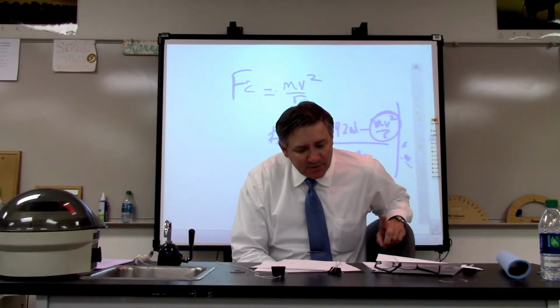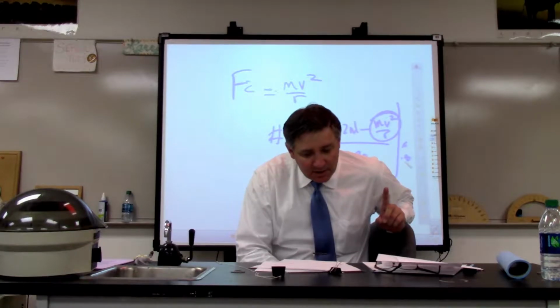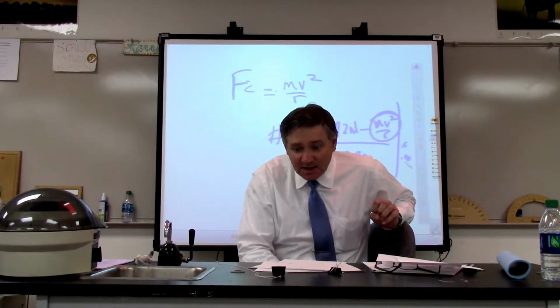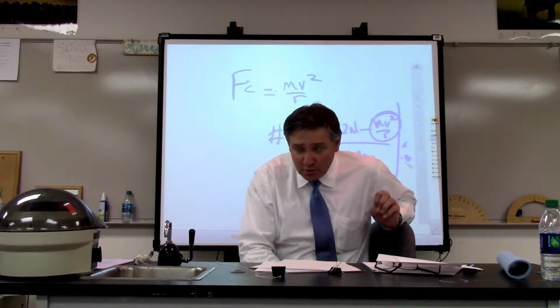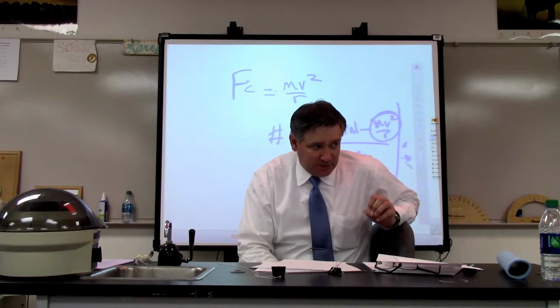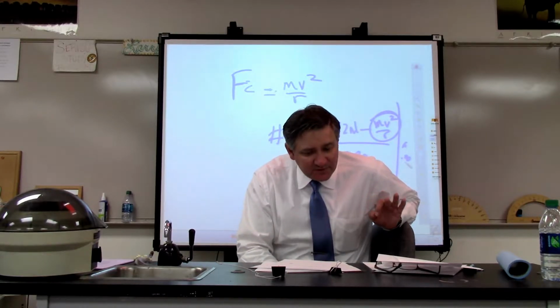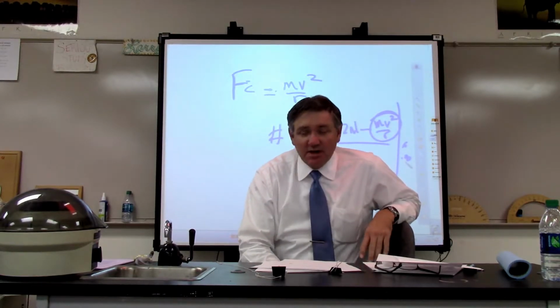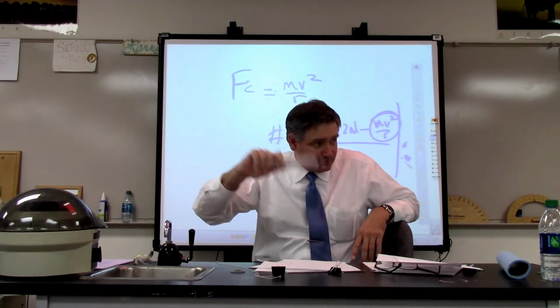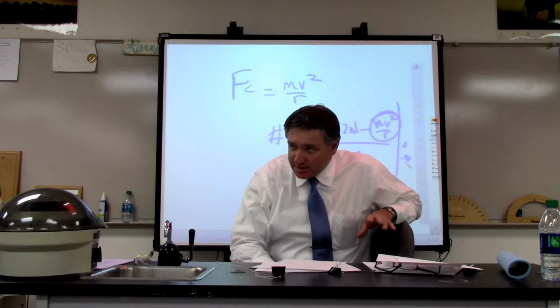Now, when you get to number 15 and 16, you're going to calculate the centripetal force needed to keep the Earth in orbit around the sun. It's a big number. On 15, here's the easiest way to do this. Use centripetal force equals m 4 pi squared r over t squared. That's the easiest way to do it.